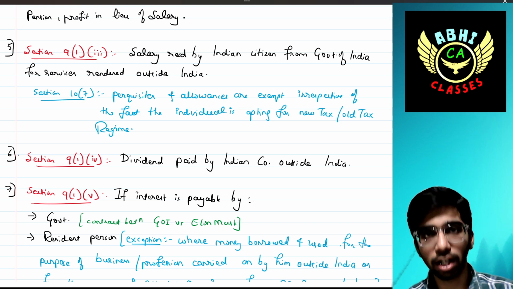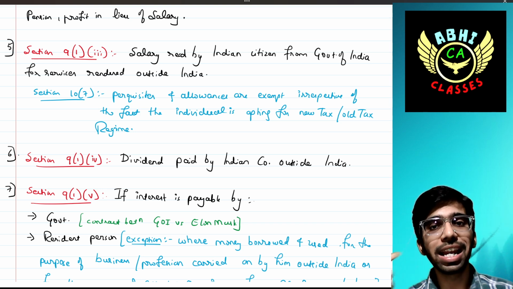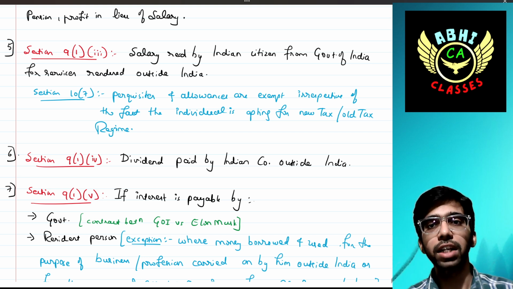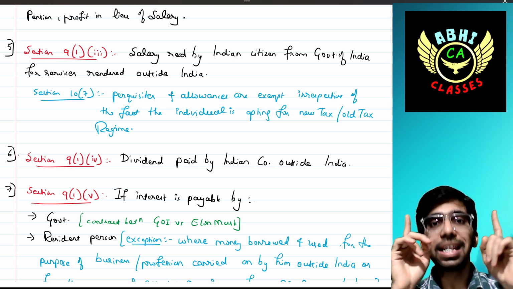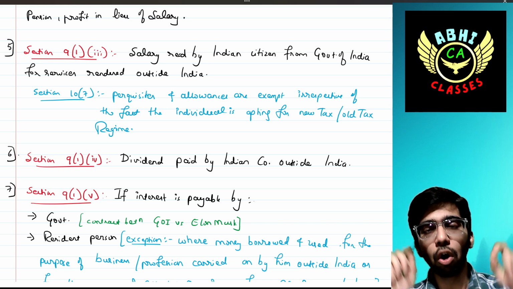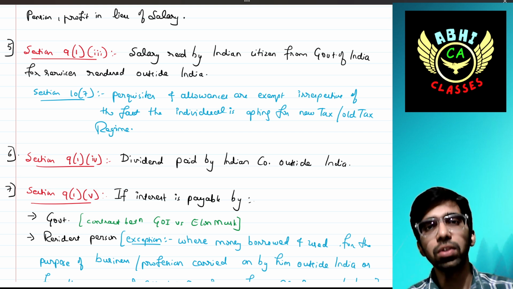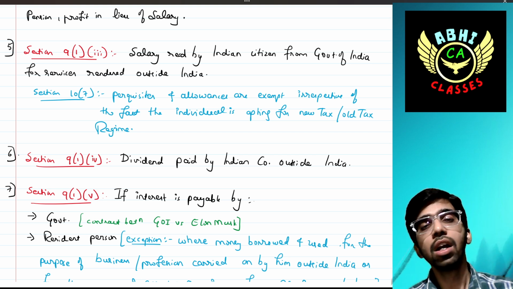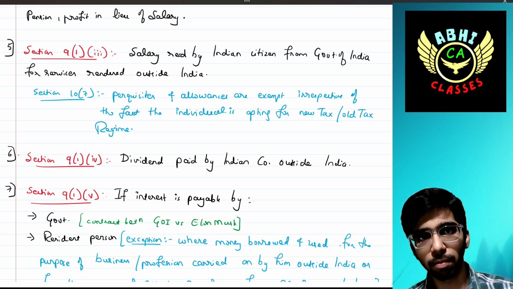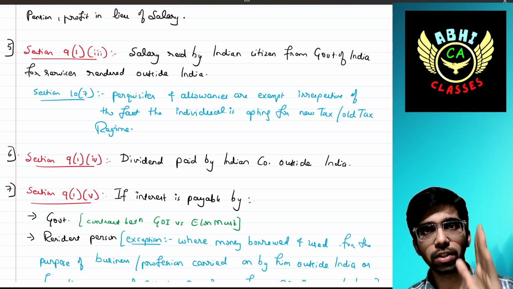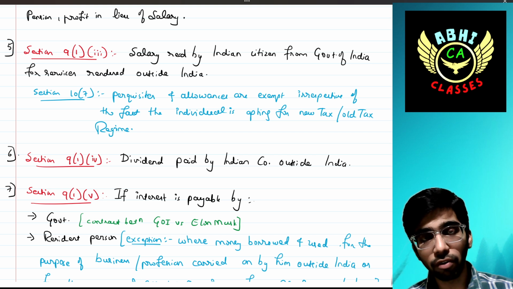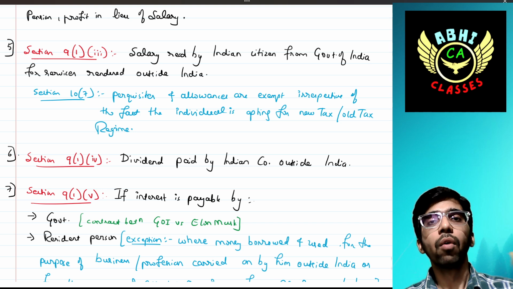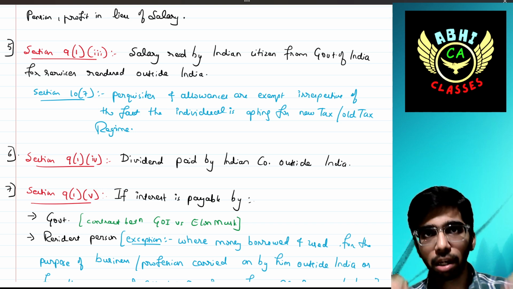However, Section 10(7) says that any perquisites or allowances are exempt, irrespective of whether the individual opts for the new tax regime or old tax regime. Only salary is taxable in his hands. If the government of India pays any perquisites or allowances for services rendered outside India to an Indian citizen, then it is fully exempt. Only salary is taxable. Perquisites and allowances are fully exempt under Section 10(7). Whether he opts for the new or old tax regime makes no difference. For all categories of people, this is exempt.